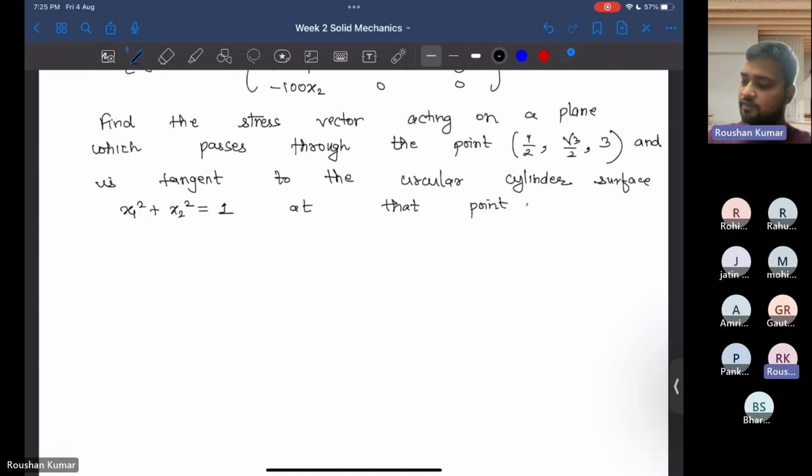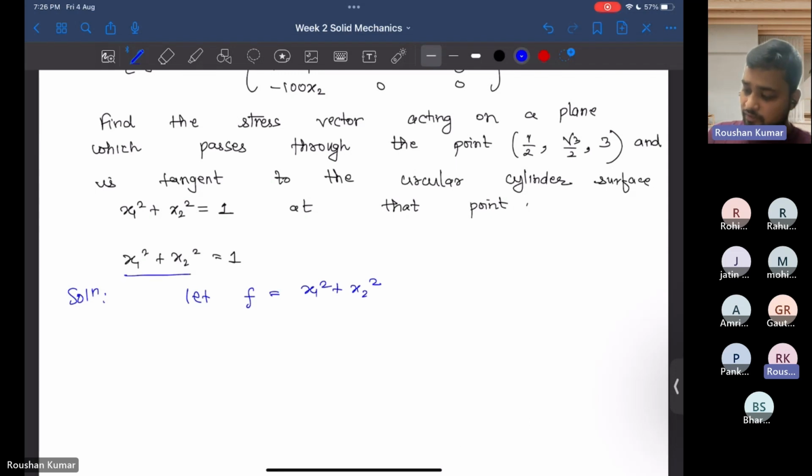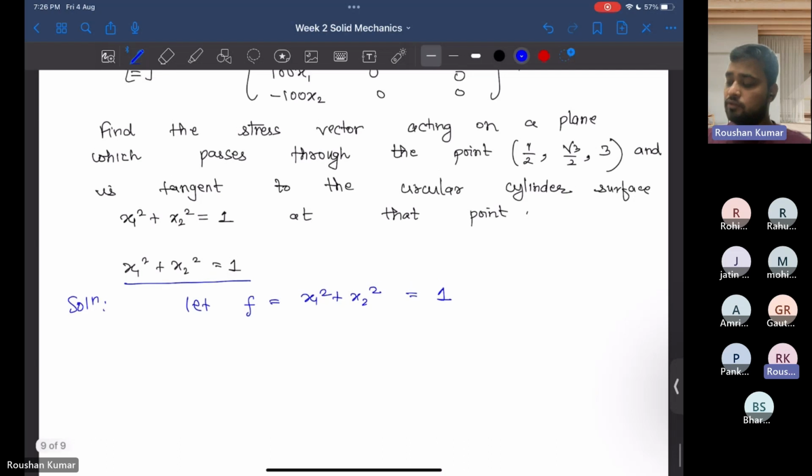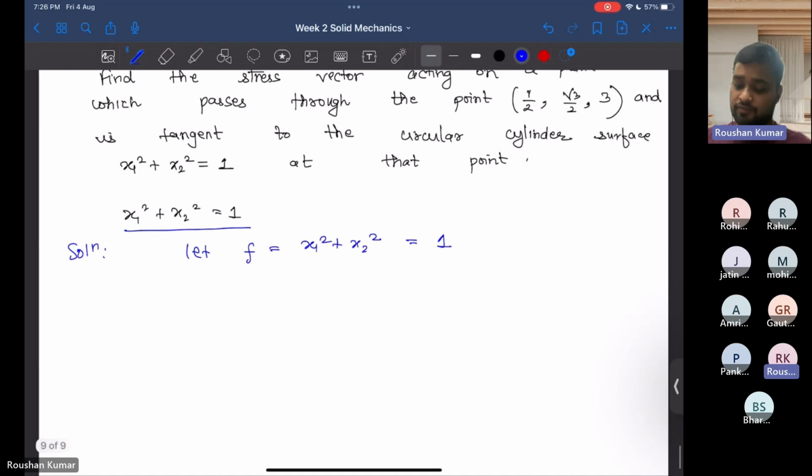So first we have given a surface, circular cylindrical surface, that is x1 square plus x2 square equal to 1. So the solution is, first of all let f equal to x1 square plus x2 square. So this x1 square plus x2 square represents a circle equation which has the center at the origin, that is 0, 0, and has the radius of 1 unit. So it represents a circle. Now we know the x1 square plus x2 square value is equal to 1, so basically f is equal to 1. And it is also mentioned in the question that the stress vector is on a plane which passes through the point 1 by 2, root 3 by 2 and 3, and that plane is tangent to the circular cylindrical surface.